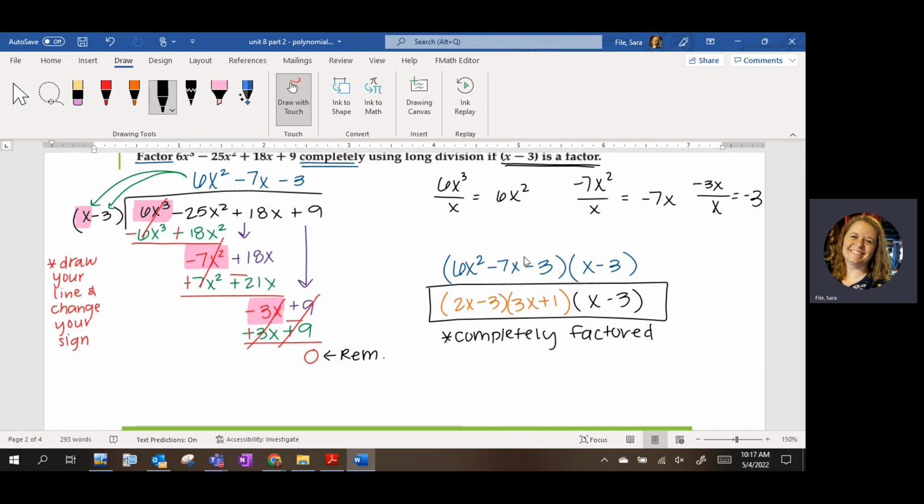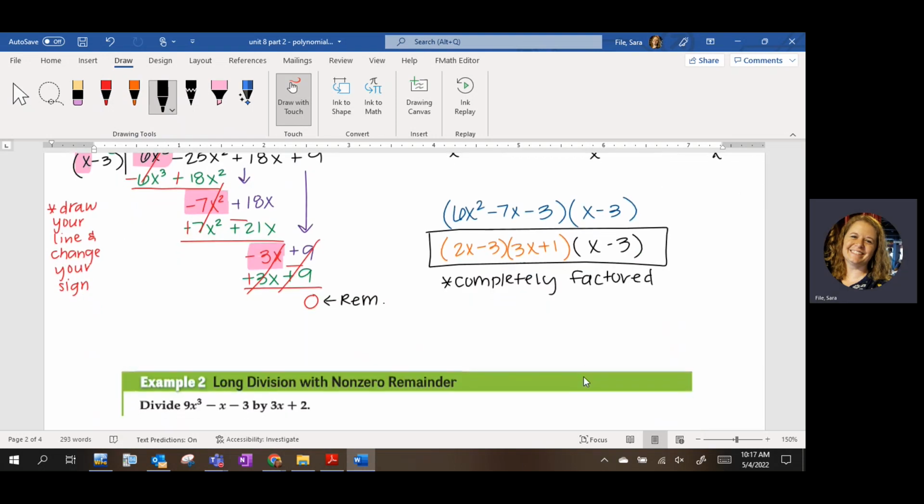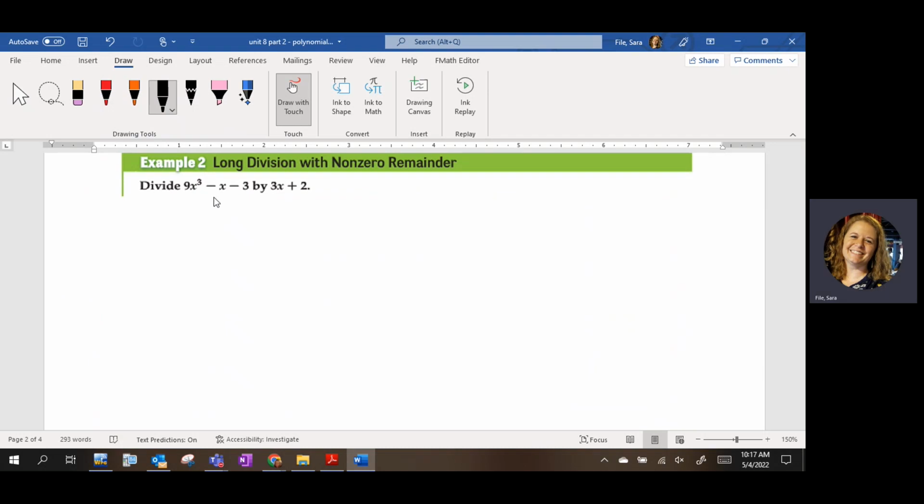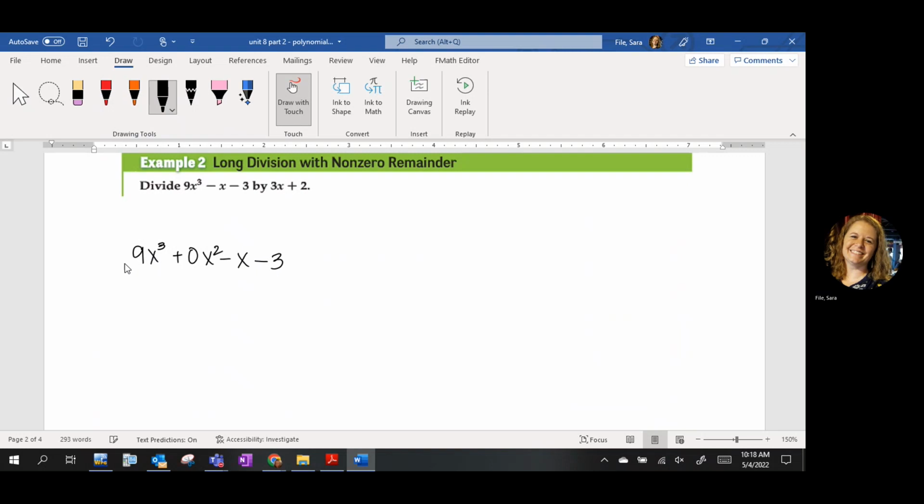All right, let's try one more long division. Make sure we've got the hang of it. This one needs a placeholder. What degree, what exponent term is missing? X squared. So I'm going to put plus 0x squared and then the minus x minus 3. And then this is 3x plus 2.